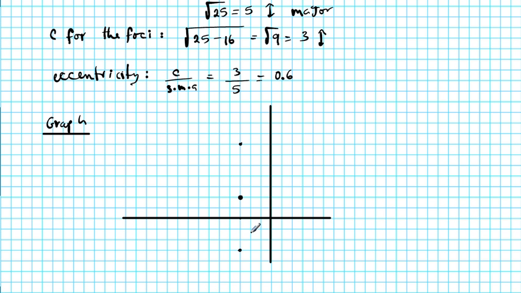Now to graph my co-vertices, I'll go 4 units side to side: 1, 2, 3, 4, and then 1, 2, 3, 4. With that in mind, just connect the dots, and that will be our ellipse. So let's go like that.